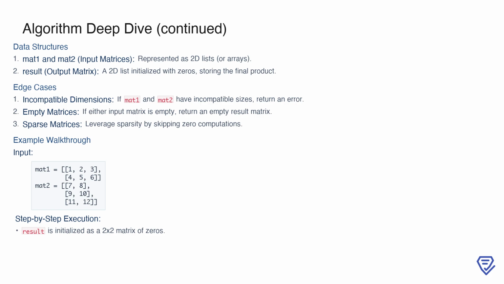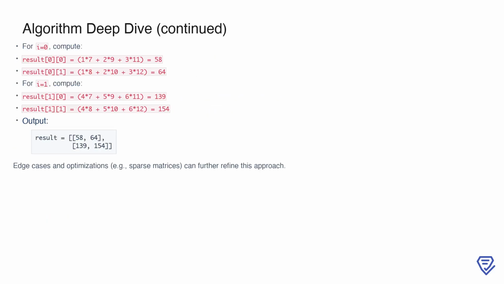To better understand the algorithm, let's walk through an example. Suppose mat1 is a 2 by 3 matrix and mat2 is a 3 by 2 matrix. The result matrix will be initialized as a 2 by 2 matrix of zeros, ready to store the computed values. In this example, for the first row of mat1, we compute the values for each column of mat2. For result[0][0], we calculate 1*7 + 2*9 + 3*11, which equals 58.